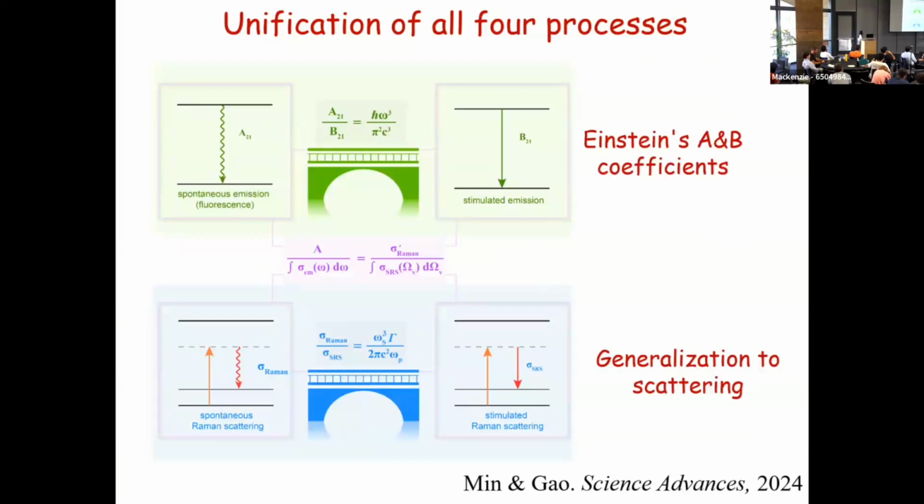So from here, by further comparing with the Fachbauer-Ladenburg equations with some certain approximations, we can also build a relationship between the spontaneous Raman cross-section and the stimulated Raman cross-section as a generalization of Einstein's original equation between the A and B coefficients. This equation provides a beautiful unification between the four fundamental molecular spectroscopy processes in one single equation.